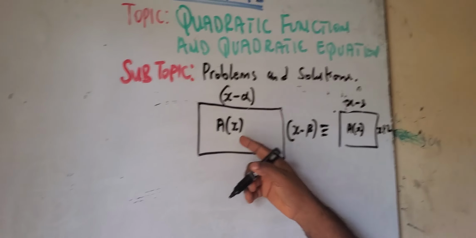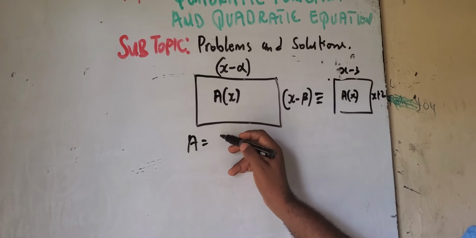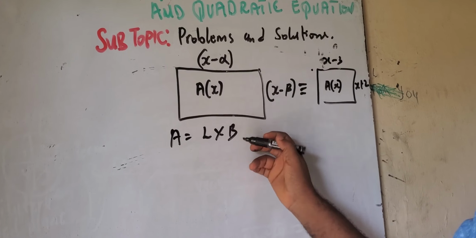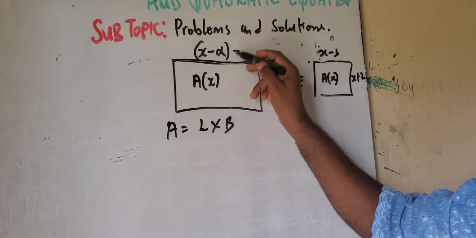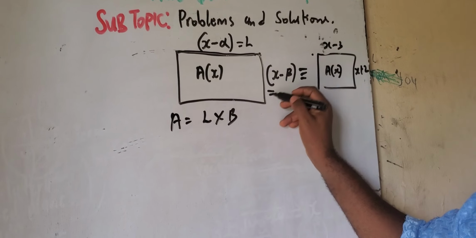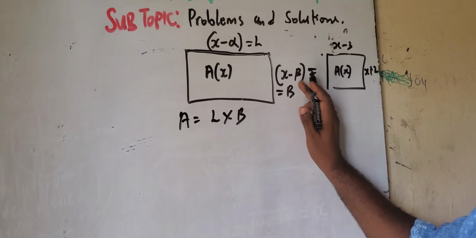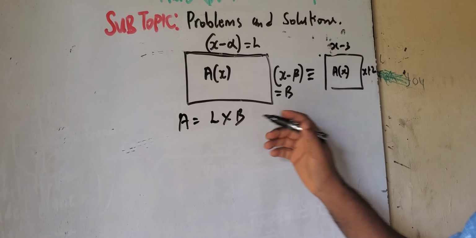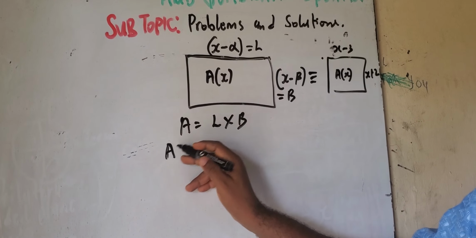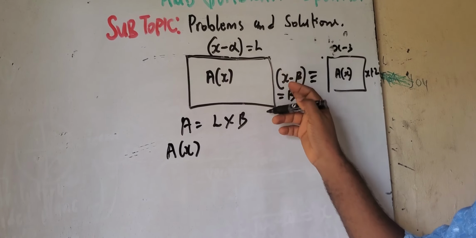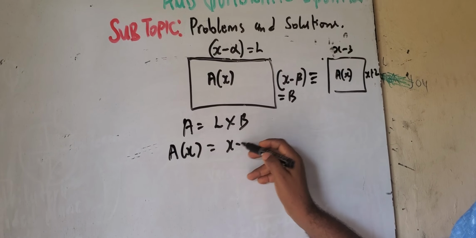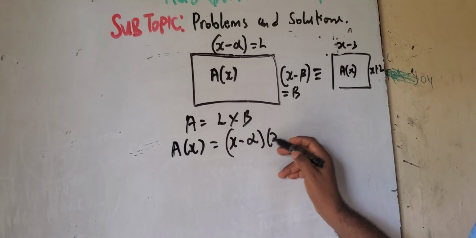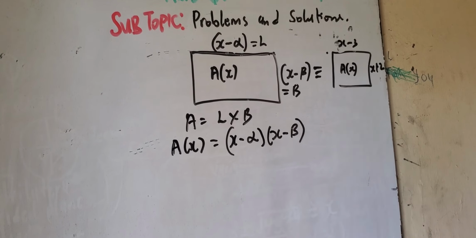That's what I'm trying to say here. Now, if I want to find the area of a rectangle, generally, it is length times breadth. The length is the longest side, and the breadth is the shortest side. This is the breadth, x minus beta. Length is x minus alpha. So in a nutshell, the area, which is a function of x, is given as this times this. That is x minus alpha times x minus beta.